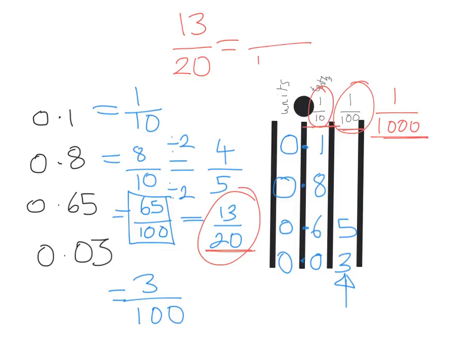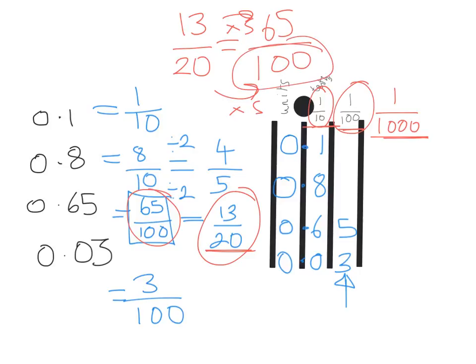Well, I can make 20 into 100 if I multiplied by 5, and I'd get 65 here, which is the same as this. And then because it's out of 100, it's 0.65 because it's 65/100.